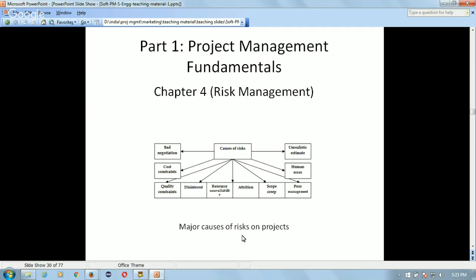Then poor management. Suppose the project manager is not a good project manager, and he is not good in, say, people management or time management, or not able to monitor and control the project well. So it can hamper the project. So this is also a major risk.